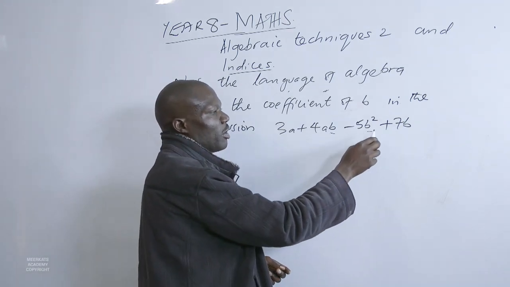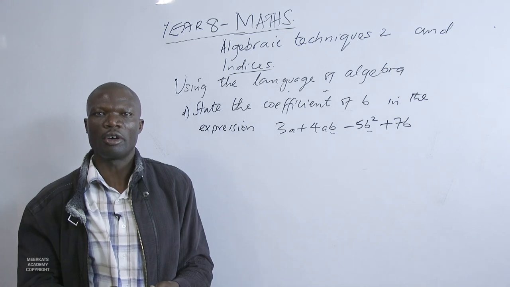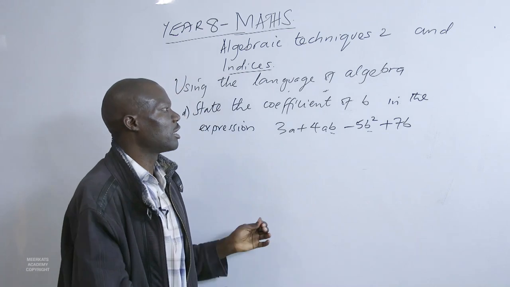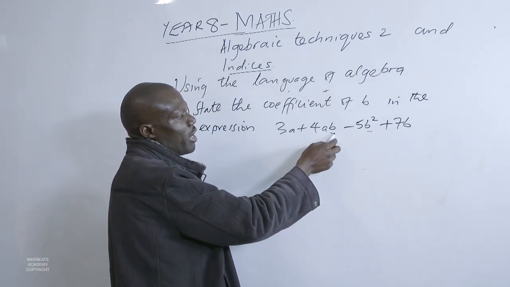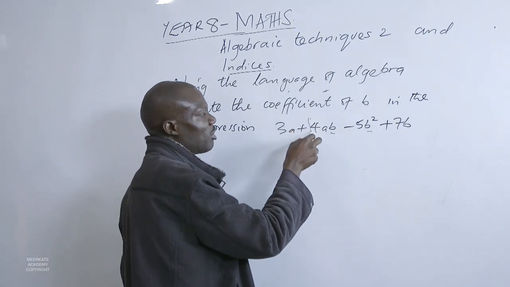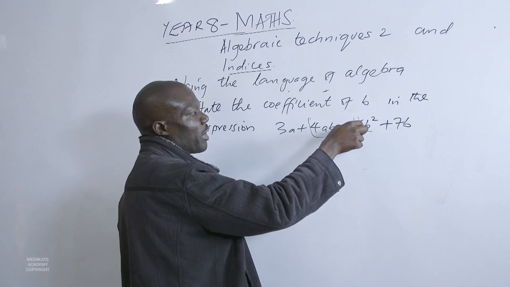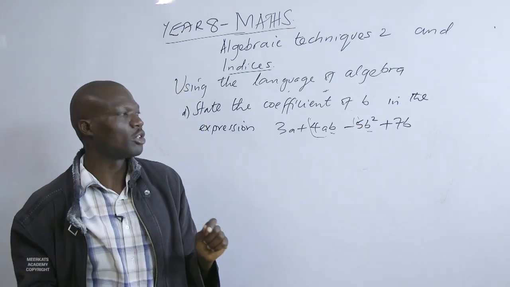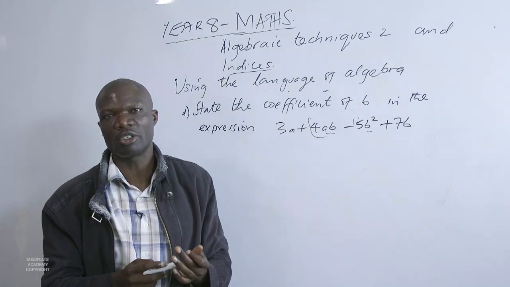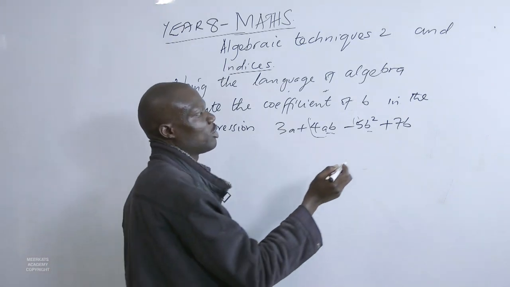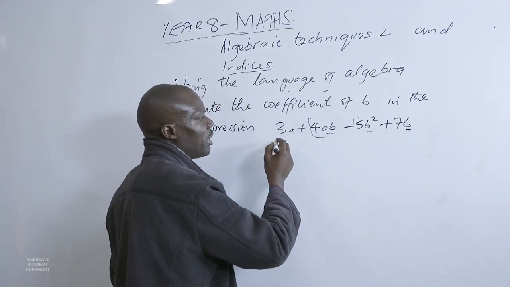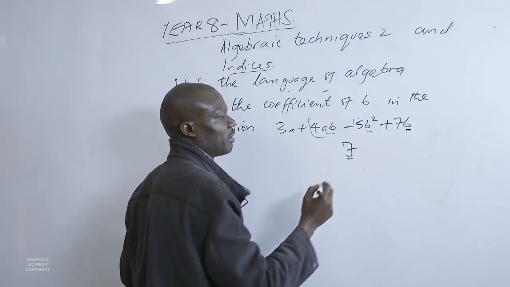This is very common because in the long run it results in a challenge where a student thinks that anything before b is a coefficient. I want you to know that 4a cannot be a coefficient, neither can 5, because this ab is just on its own, and this square is on its own. The only coefficient of b is where we have the pronumeral b. So the coefficient of b in this expression is 7.